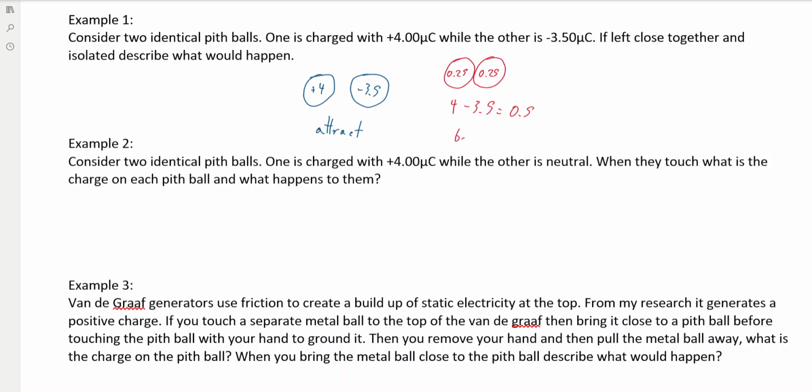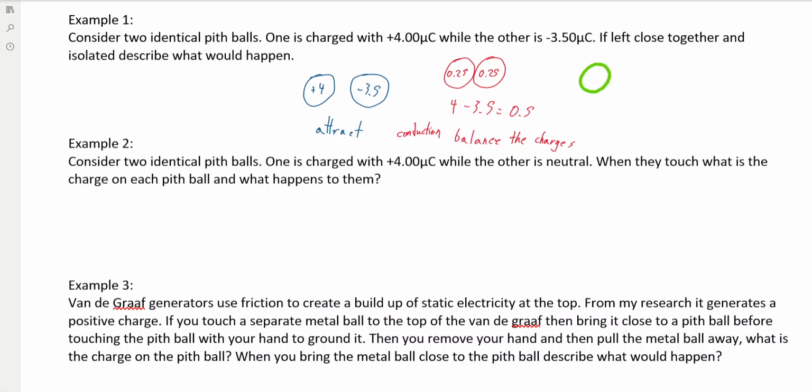So in this step, we're balancing the charges. And I'll just say conduction balances the charges. Okay, so the first step is an attraction between the two balls. The second step is once they touch, there's going to be conduction. We're going to have a balance between the charges. And then once they're balanced, they're both a positive 0.25.